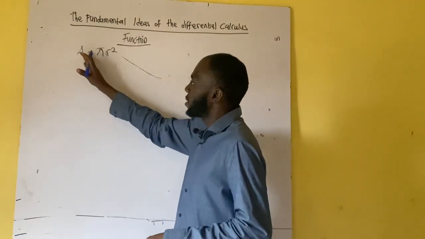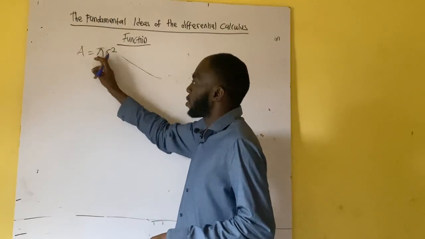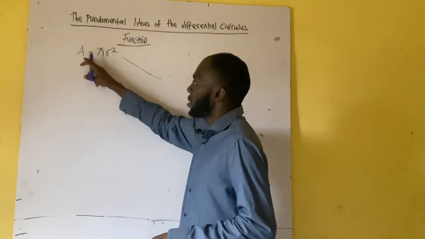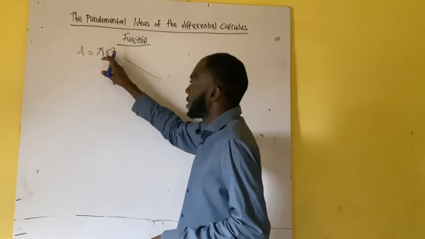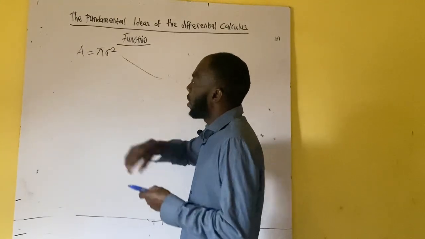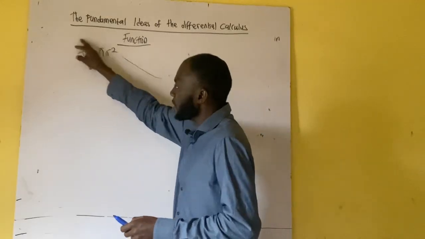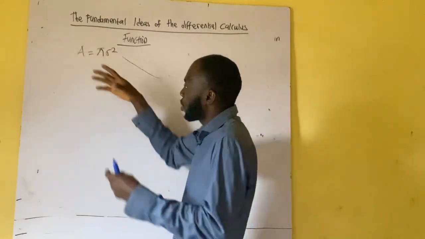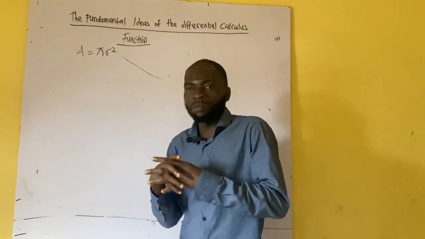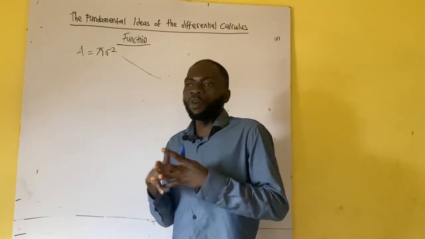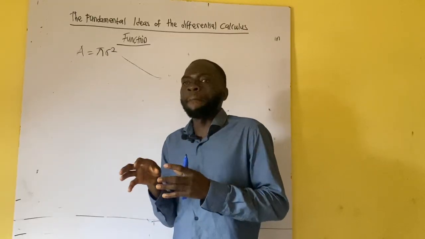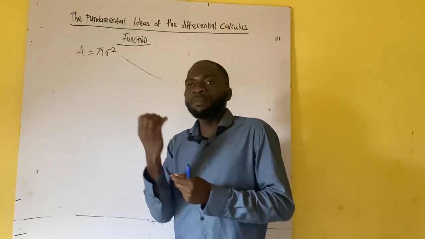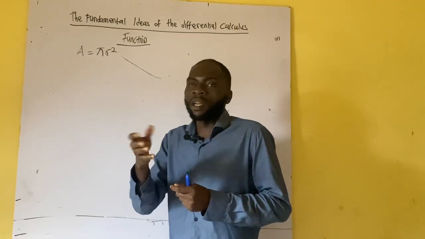So what connects this area of circle with other variables here? This is area, this is pi, this is r squared, which is the radius. Now, this equation here, what connects them together is known as function. Function is the rule that connects one value to another. It takes an input and gives exactly one output.